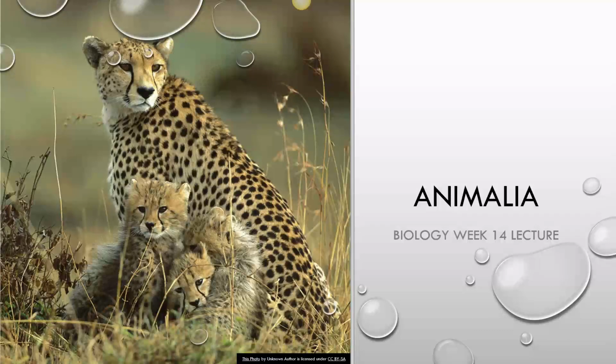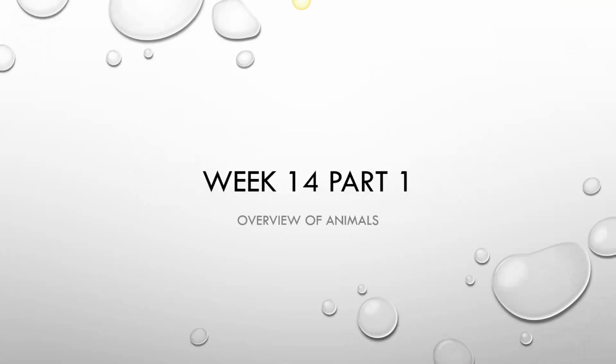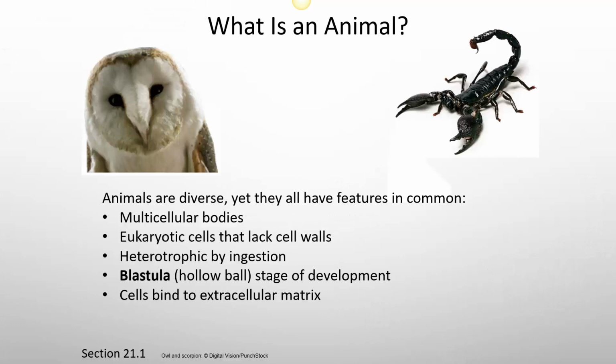So week 14 focuses on the kingdom Animalia. Here's a list of the learning objectives. We're going to start by going through an overview of animals. Animals are diverse, yet they all have features in common. They have multicellular bodies, eukaryotic cells with no cell walls. They're heterotrophic by ingestion. Heterotrophic means that they eat other organisms in order to survive. They have a blastula, or a hollow ball, stage of development, and their cells bind to extracellular matrix.